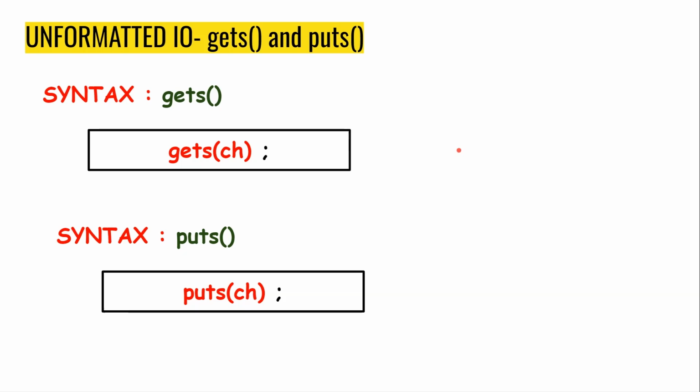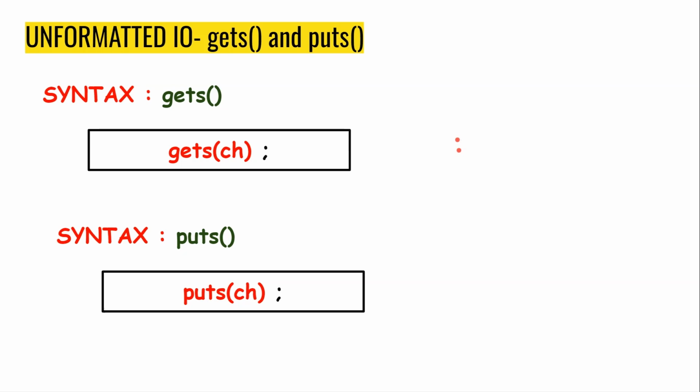So let us see what is the syntax for gets. gets of ch. Here the ch is a character array. It is not a character variable, because in getchar we declared a character variable as it will hold only a single character. But gets holds a string, so we need a character array. We have to declare a character array and pass it to this gets function so that we can read the input string and store it in this character array ch.